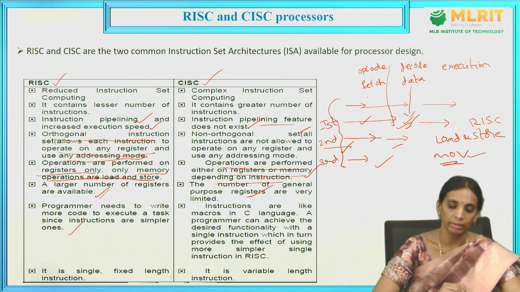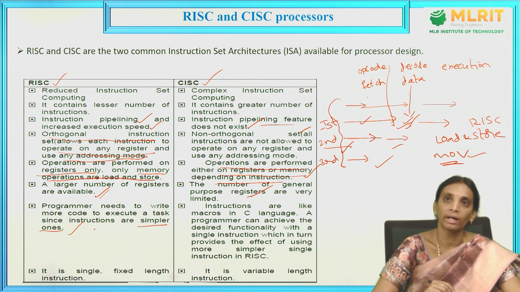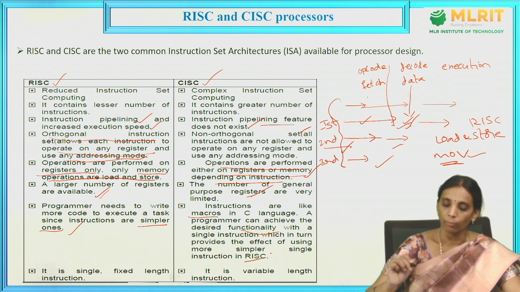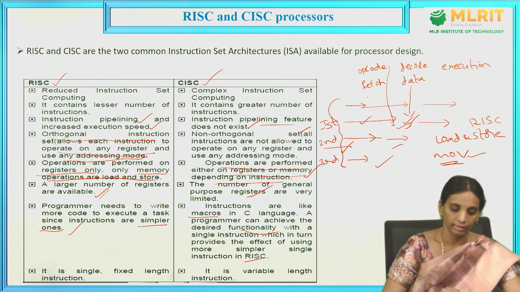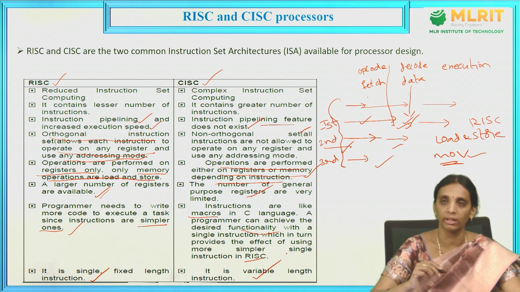Here the programmer needs to write more code to execute a task, since the instructions are simpler ones. In CISC, it can use macros and functions for writing programs. RISC has a single, fixed length instruction set, whereas here we have variable length instructions.